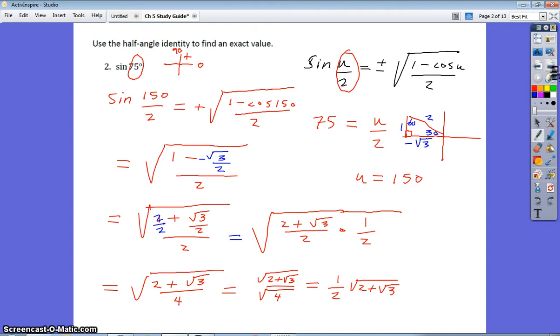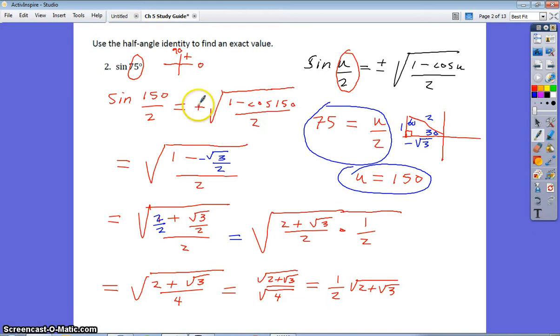For number 2, we want to find out what the sine of 75 is using the half angle identity. The first thing I did is I wrote down the half angle formula for sine, and I noticed that 75 is taking the place of the u over 2. So I set 75 equal to u over 2, and I solved for u, and that gave me 150. So I plugged in 150 into the u spot.